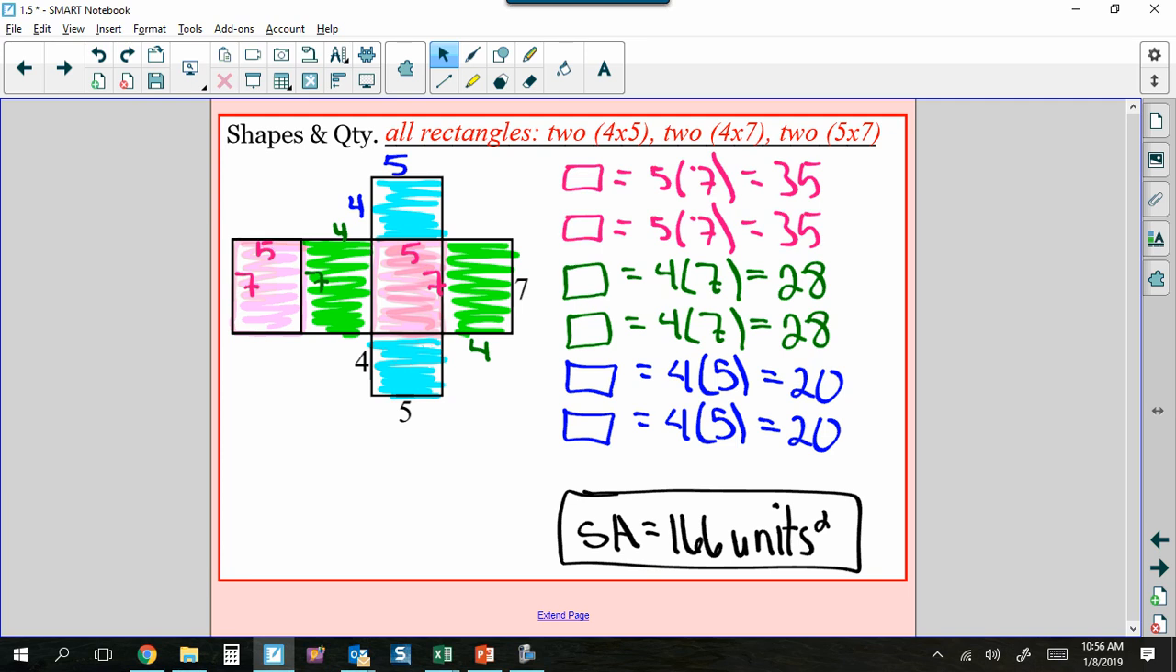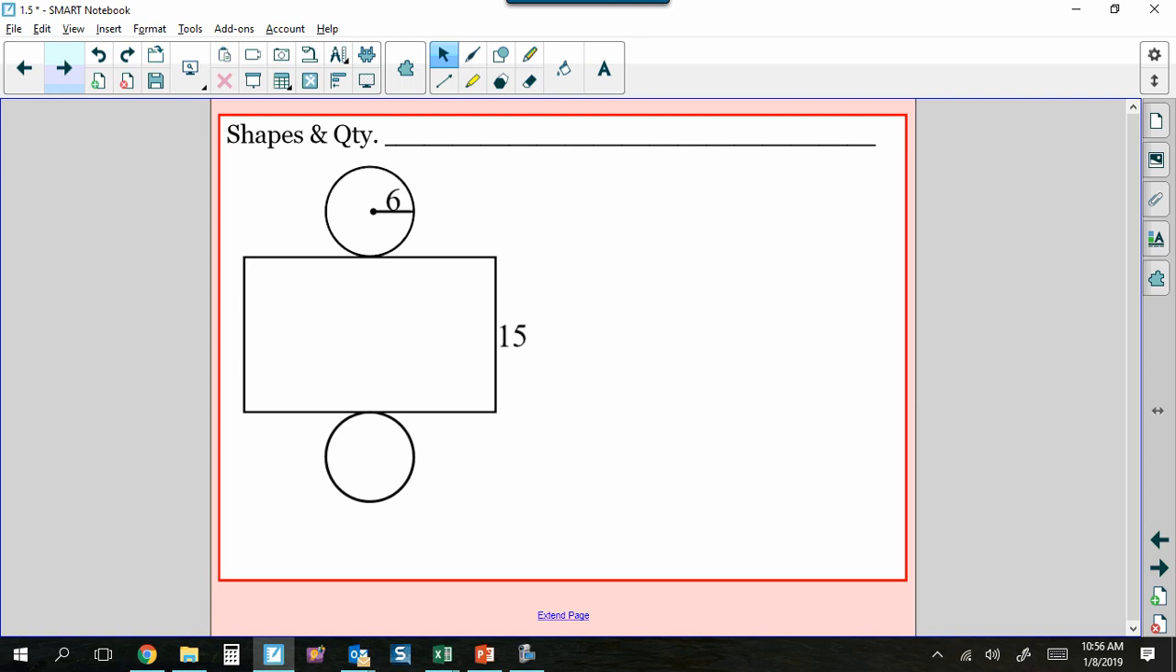So let's go on. Let's do another shape. Now we're going to look at this. If this were to fold up, it would be a cylinder. So we're looking at the shapes and quantity. There are actually 3 different shapes, but 2 of them are the same. So what do you see 2 of? Circles. And then 1 rectangle. There you go. 2 circles, 1 rectangle.